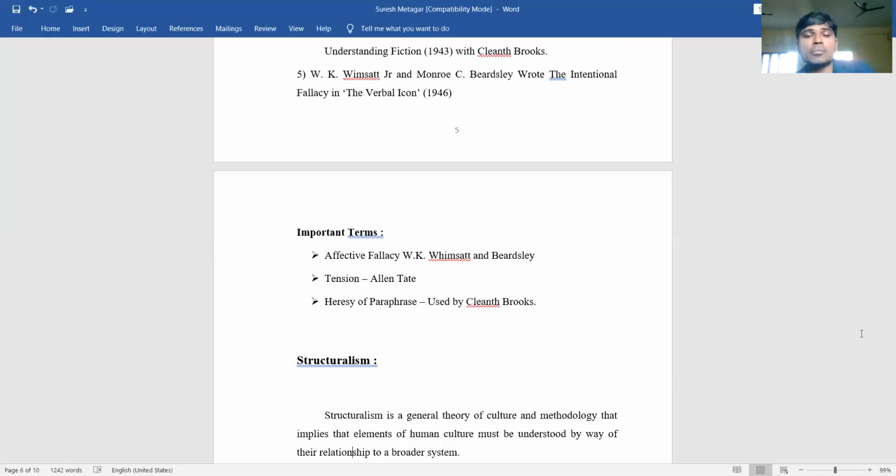Then we have another term called heresy of paraphrase. It was used by Cleanth Brooks. Heresy of paraphrase means separating structure and meaning. We should not separate structure from meaning. Proper structure gives proper meaning. Structure and meaning are integral parts and they are one and the same. You cannot separate them. If you separate them, it is heresy of paraphrase. That's what Cleanth Brooks says.